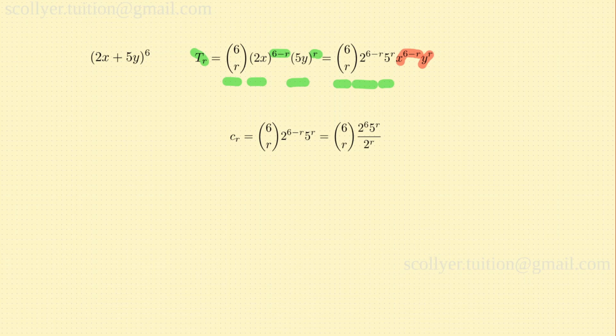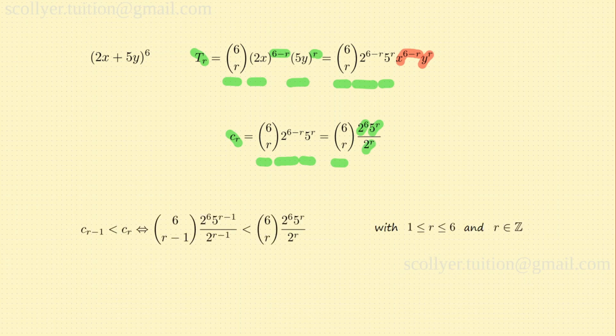The numeric part is what we call the coefficient, and the general coefficient is c_r, which in this case is 6 choose r times 2^(6-r) times 5^r, which we can simplify to 6 choose r times 2^6 times 5^r over 2^r. Now, we are interested in the condition c_{r-1} is less than c_r, which is equivalent to 6 choose r minus 1 times 2^6 times 5^(r-1) over 2^(r-1) is less than 6 choose r times 2^6 times 5^r over 2^r, using this expression for c_r.